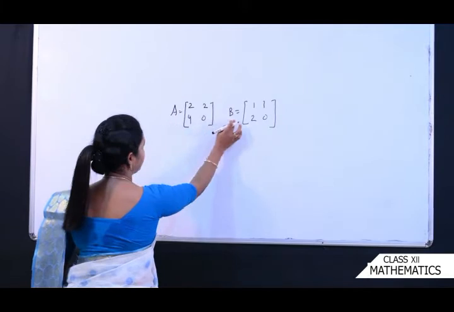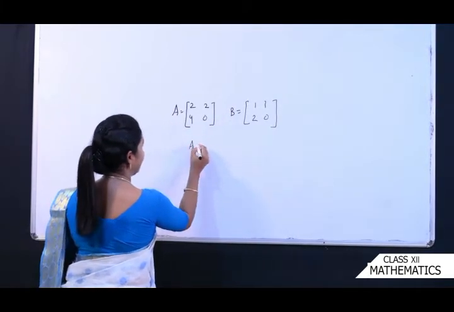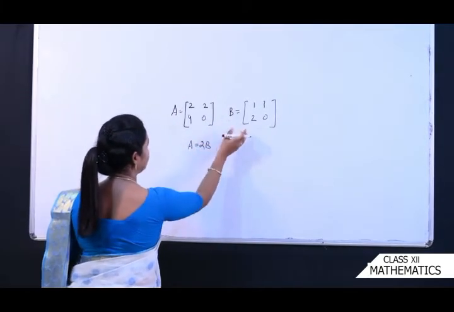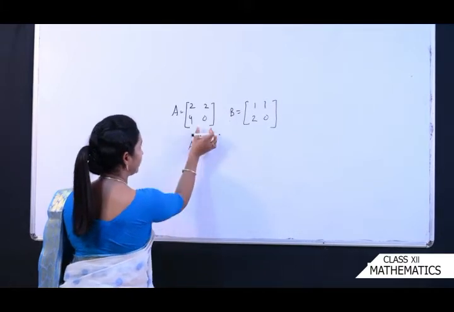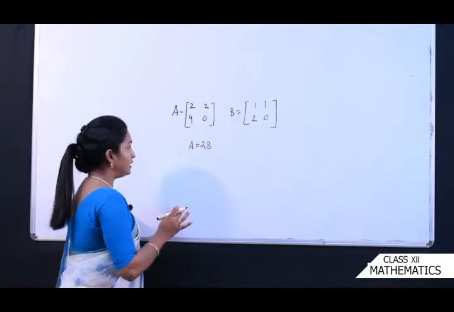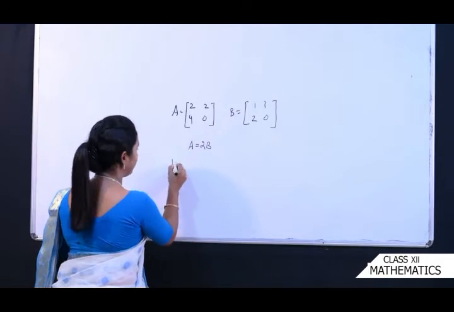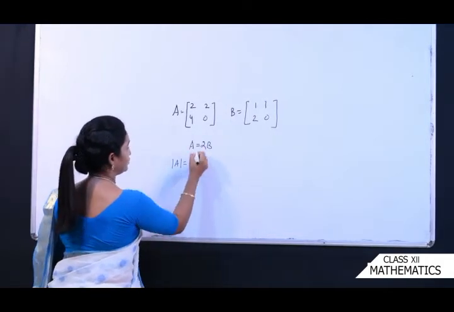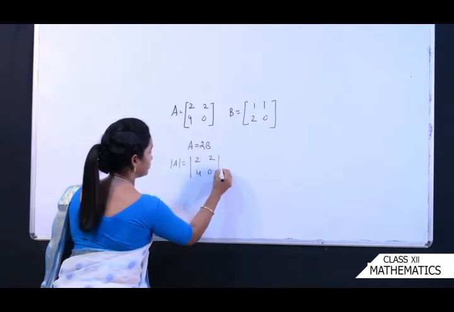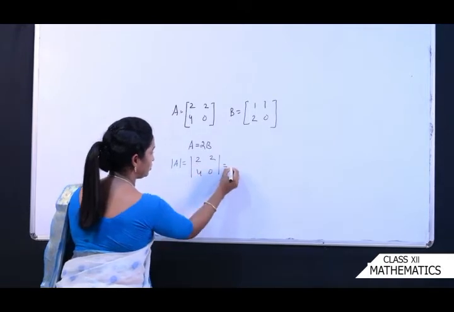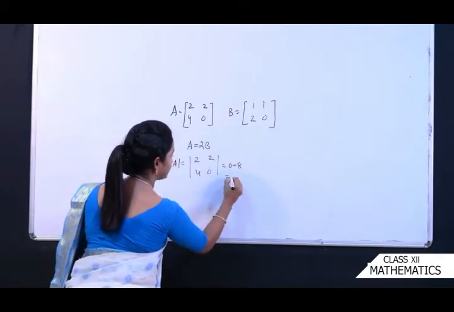Then what is the relation between A and B? The relation is A is equal to 2B. When you multiply the matrix B by 2, you are getting A. Is that clear? Okay. Now, when you find the determinant of A separately, 2, 2, 4, 0, what are you getting? 2 times 0, 0, minus 8, and the answer is minus 8.